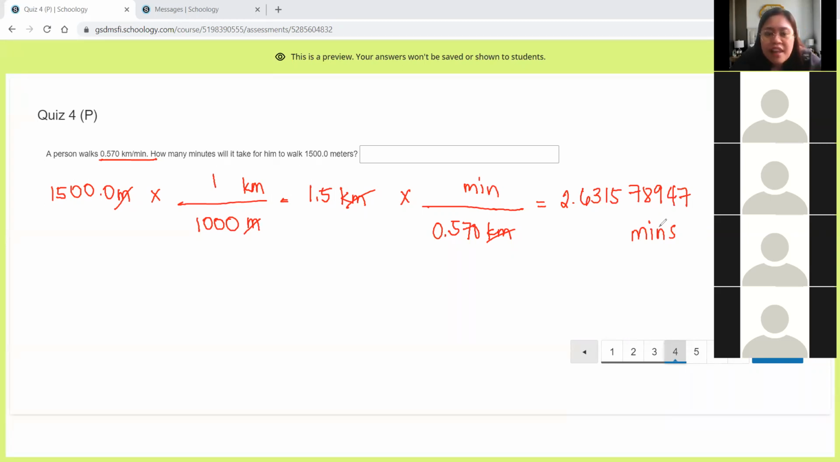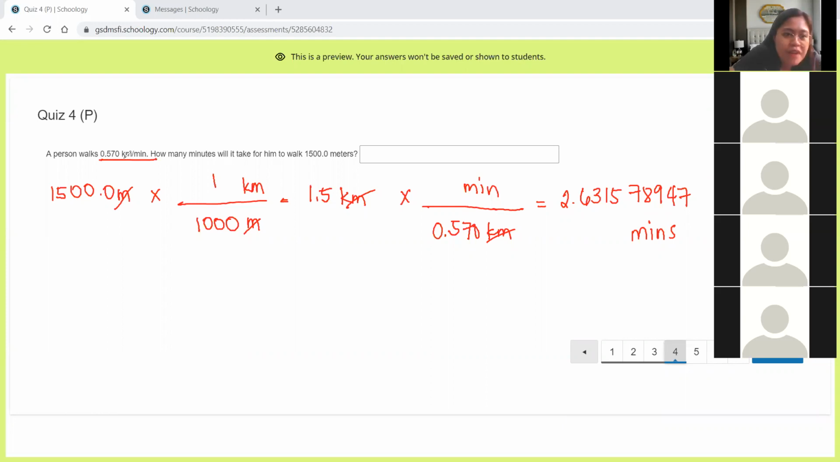Pero ang final answer ani ingon ko di ba mag-follow og rules sa significant figures. Naun sa ato ang mathematical operation dinhi, multiplication and division. So sa multiplication ug sa division, ang final answer should be rounded off to the least number of significant figures in the given.